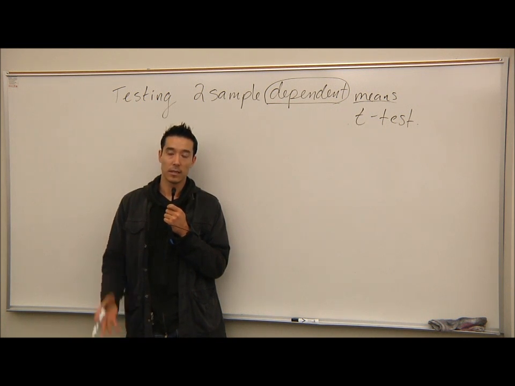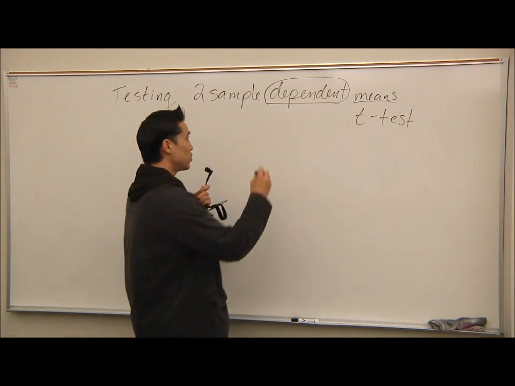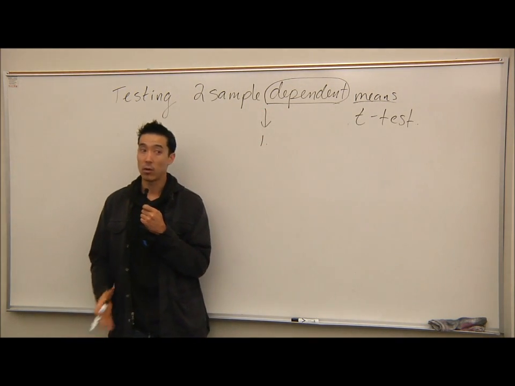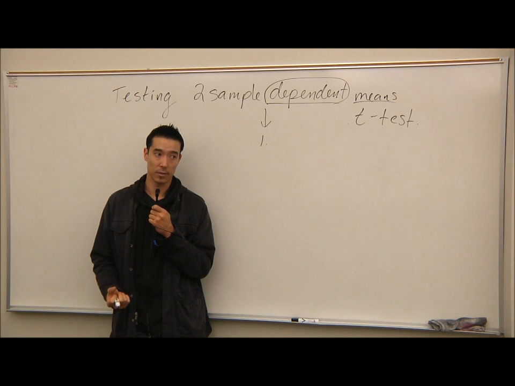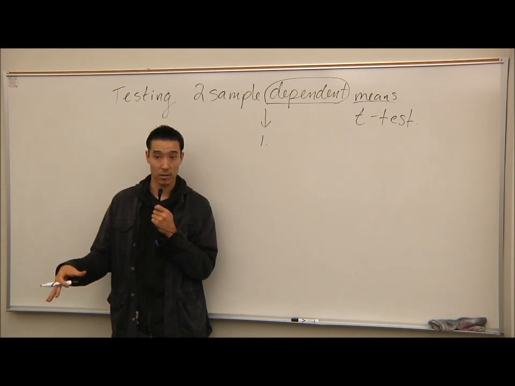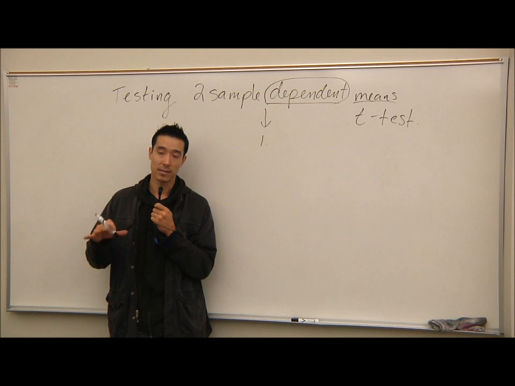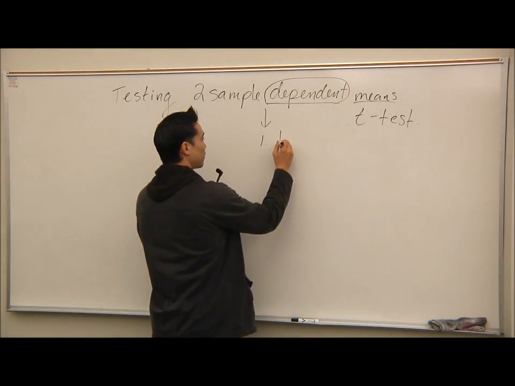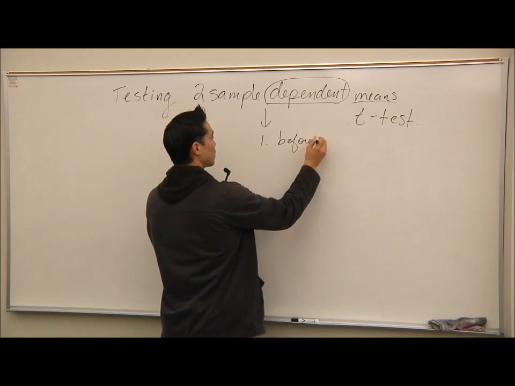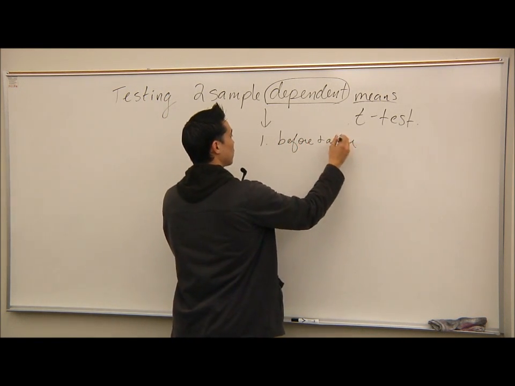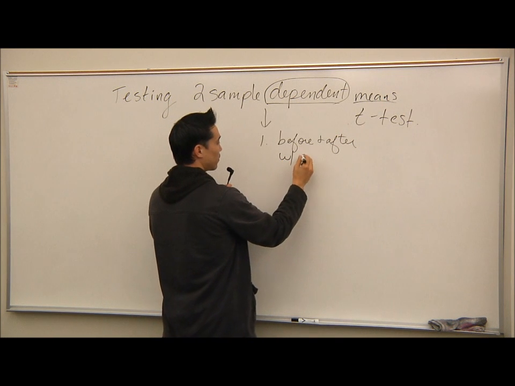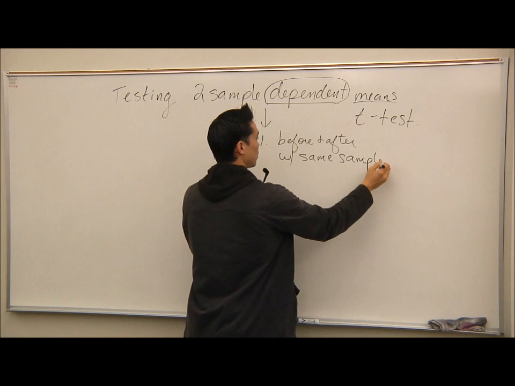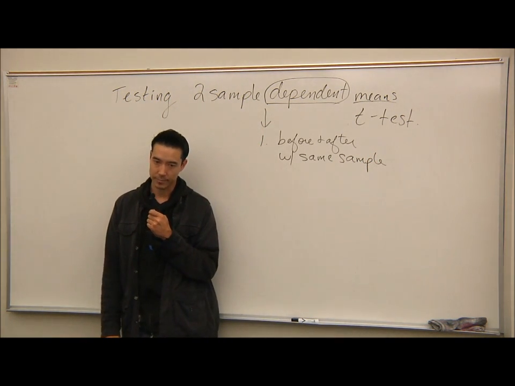Now, when we talk about dependent samples, it's usually a couple of possibilities, okay? One thing that is always representative of a dependent sample is if you do a before and after with the same group, okay? That's definitely dependent, and that happens a lot, okay? So one thing that we look for is a before and after with the same sample. Okay, so that's dependent for sure.